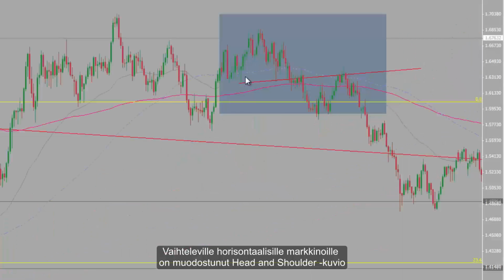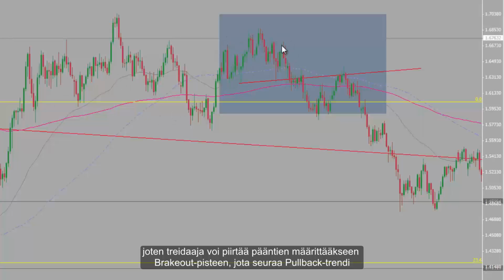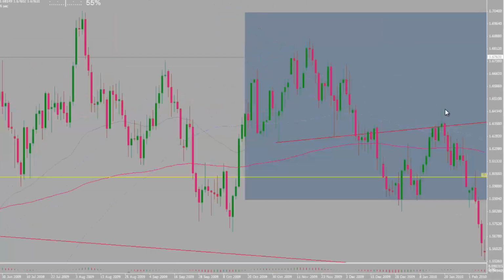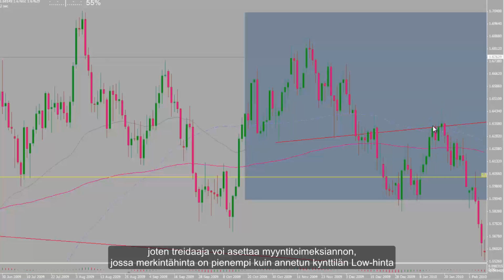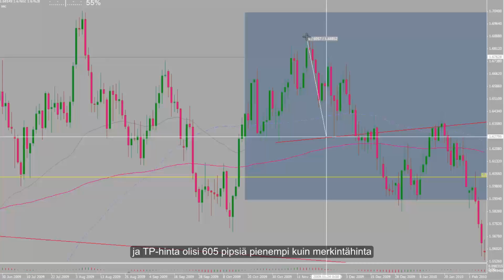In a horizontal, ranged market, a head and shoulder pattern is formed, so a trader could draw the neckline to determine a breakout point followed by a pullback trend. A shooting star candle has formed on the pullback point, so a trader could place a sell order with an entry price lower than the low price of a given candle, and TP price would be 605 pips lower than the entry price.